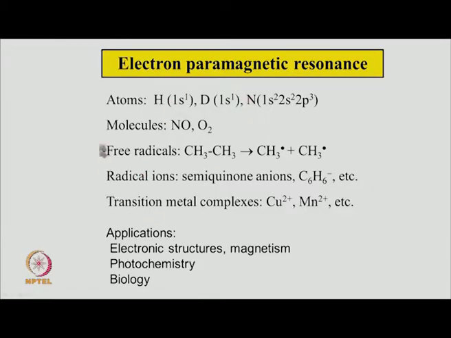This spectroscopy can be used to study a host of systems: atoms, molecules, free radicals, radical ions, transition complexes. All those species which have a magnetic moment associated with an electron can be studied by this technique. They have wide applications in understanding electronic structure, magnetism, and phenomena in photochemistry and biology. They have a wide range of applications.